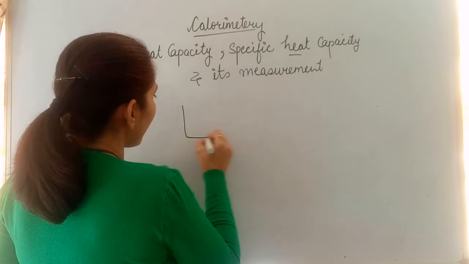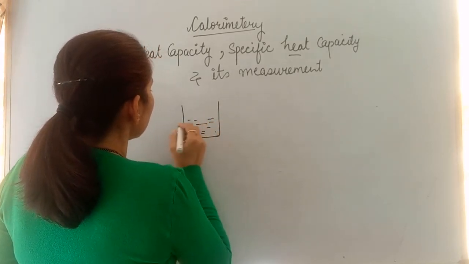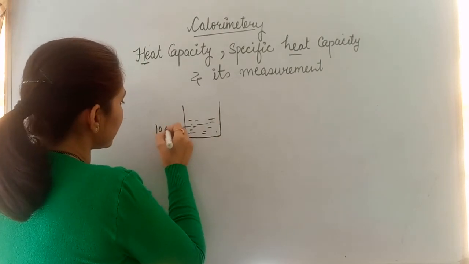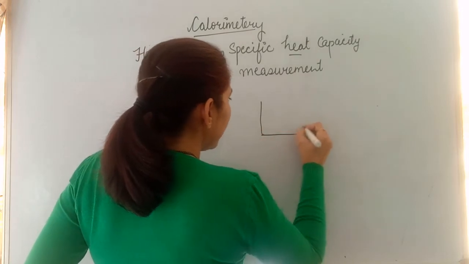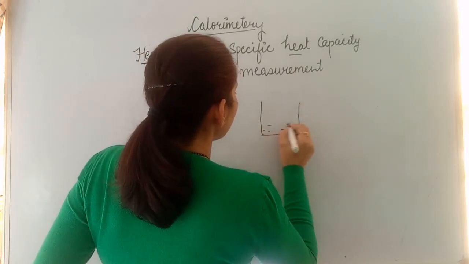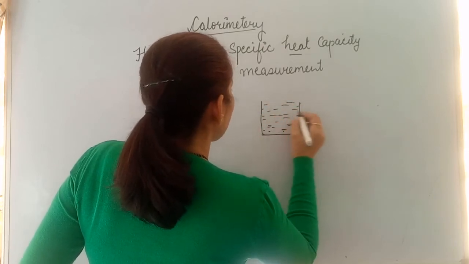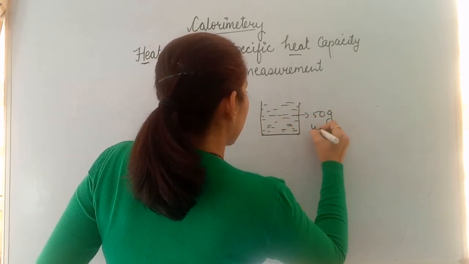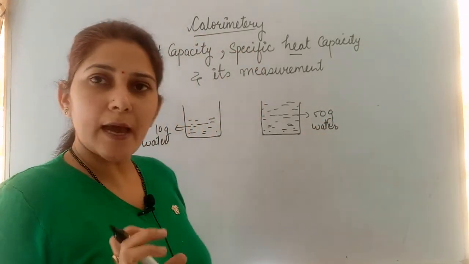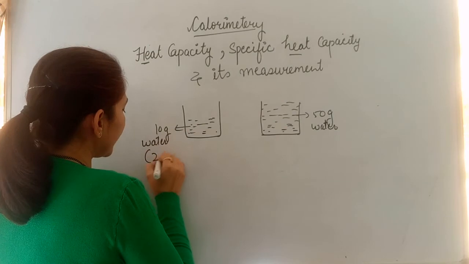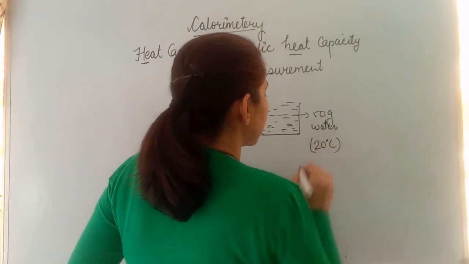Suppose this is 1 gram of water in a container. I'm saying suppose this is 10 gram. Instead of 1, I'm saying this is 10 gram of water. Okay. And in another container, I have taken some other amount of water. Say it is 50 grams. This is 50 gram of water. Initially, in both the containers, I have taken water at 20 degrees Celsius. In this also, I have taken it at 20 degrees Celsius.